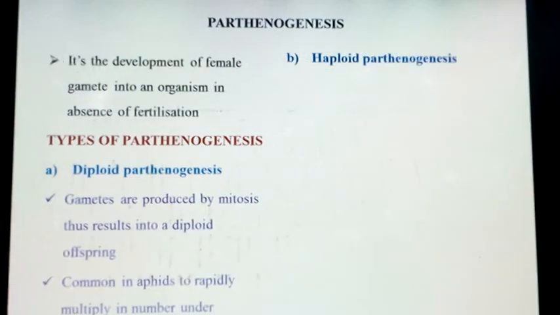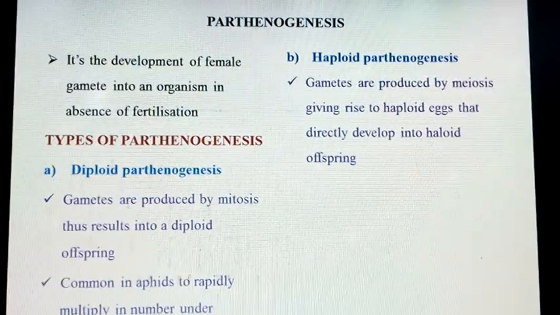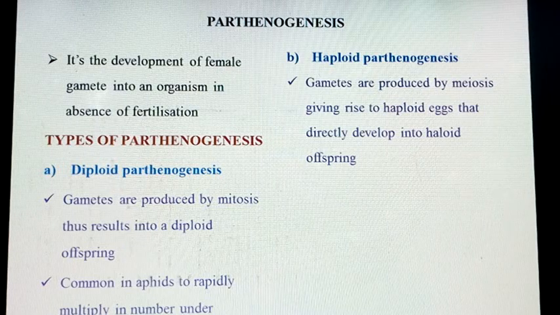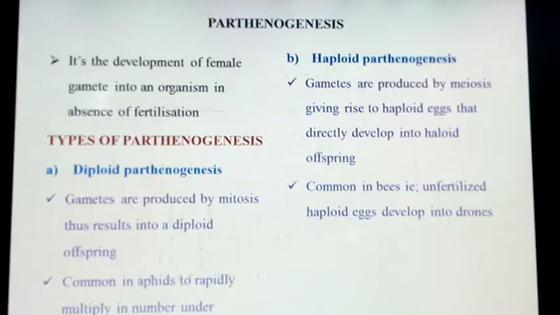where they will rapidly multiply under favorable conditions. If the process is meiosis, which results into formation of a haploid gamete, and this haploid gamete will eventually develop into a haploid offspring, then we shall get haploid parthenogenesis. Very common in bees, and this leads to formation or development of the drones from unfertilized eggs.